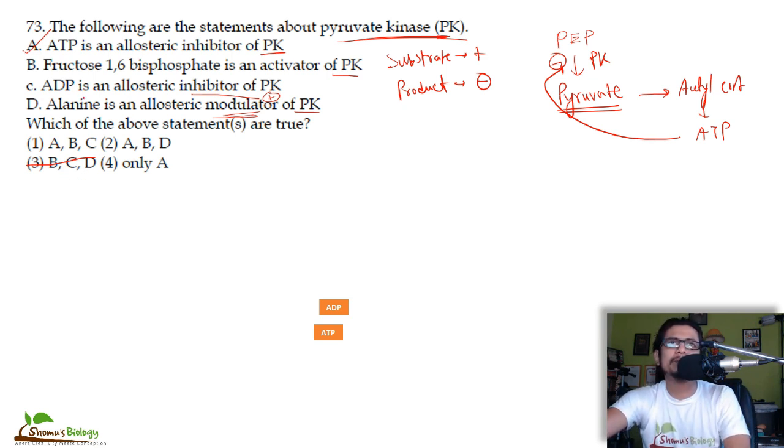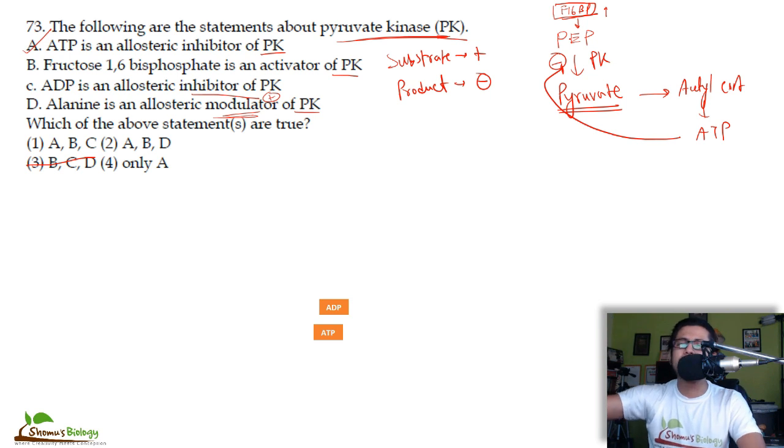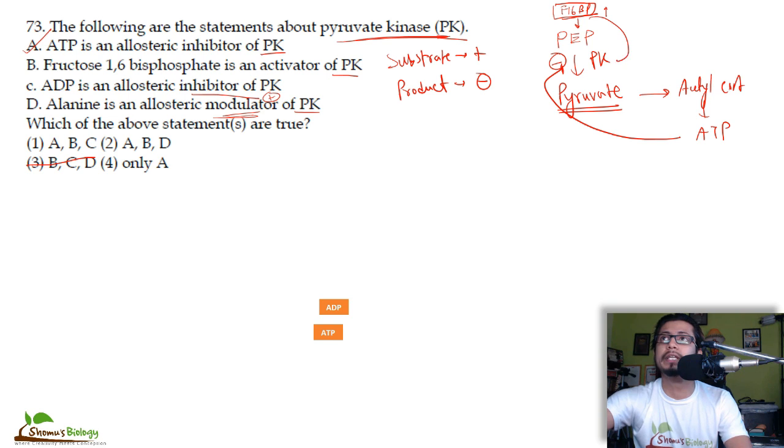So now, among 1, 2 and 4, let's see: fructose 1,6-bisphosphate is an activator of PK, whether it's true or not. Fructose 1,6-bisphosphate is present further upstream, and then further downstream phosphoenolpyruvate is produced. So if more fructose 1,6-bisphosphate is present, it works like a substrate. The process should be a clearance of the substrate, so it will positively influence the process.